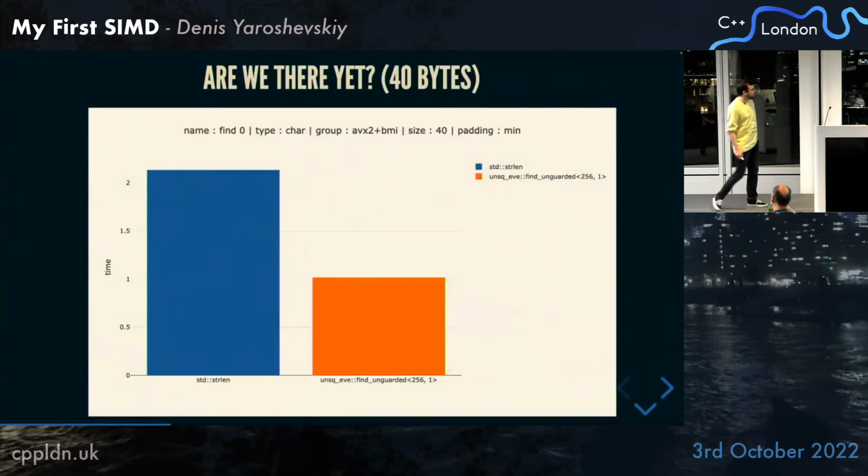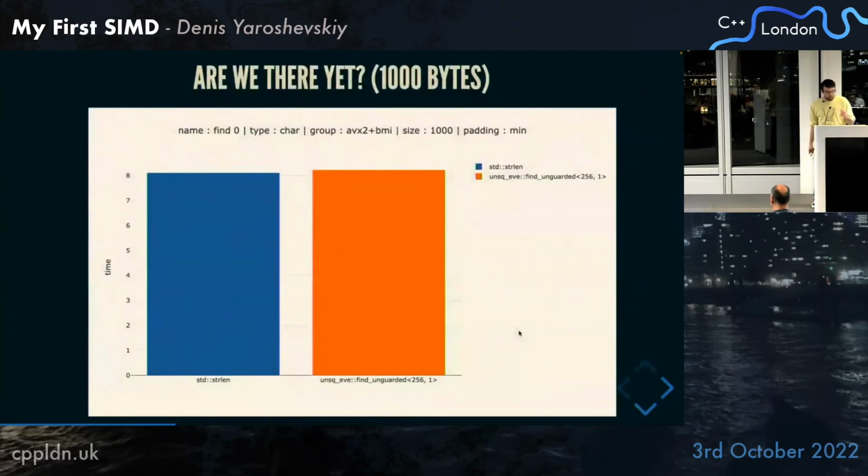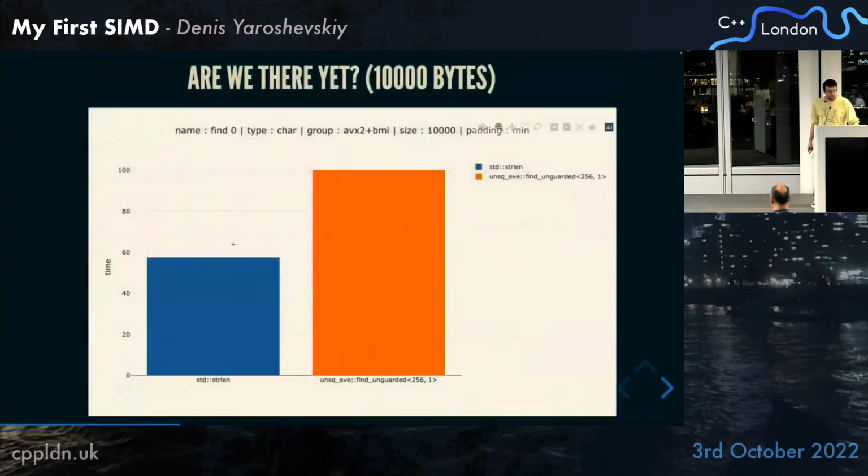These are some numbers. This is on 40 bytes, our strlen versus standard strlen. We're about 2x faster. This is inlining, right? Nothing interesting here. On 1,000 bytes, we're slightly slower. There is actually a difference. And on 10,000 bytes, we're about 2x slower than standard strlen.